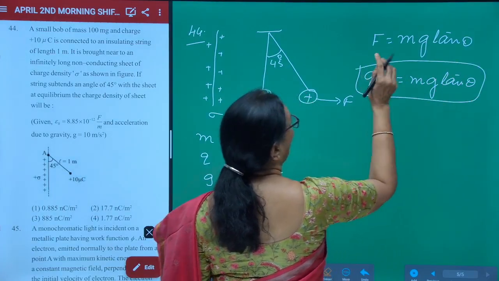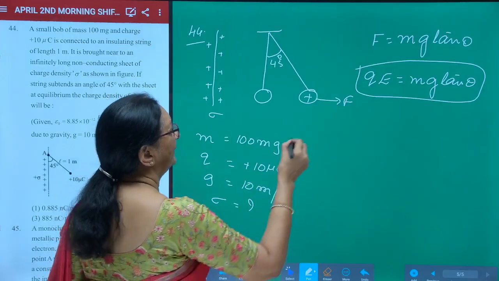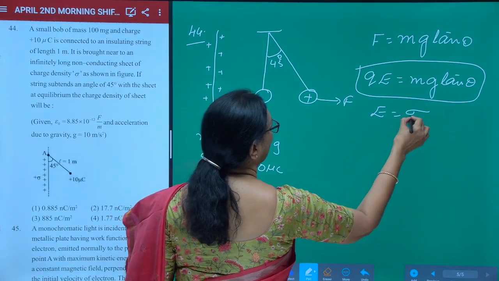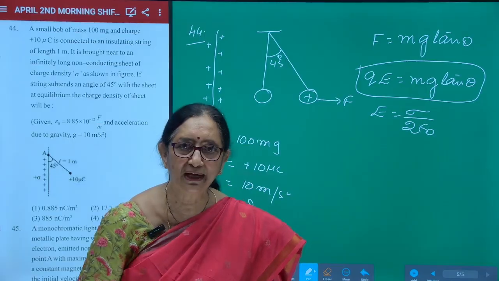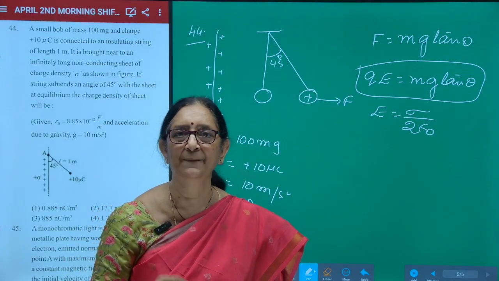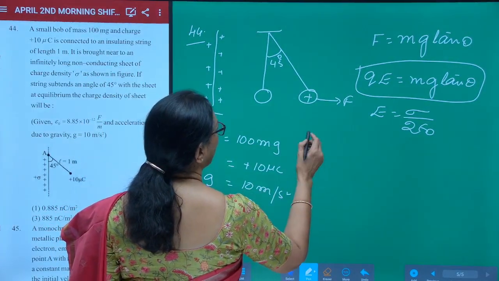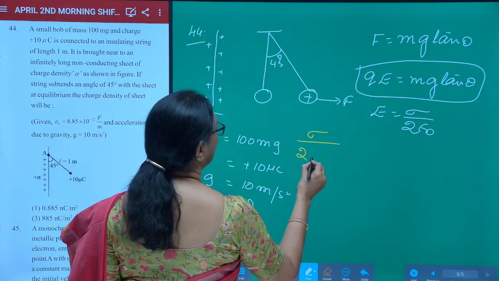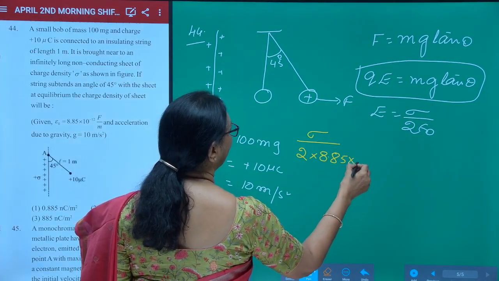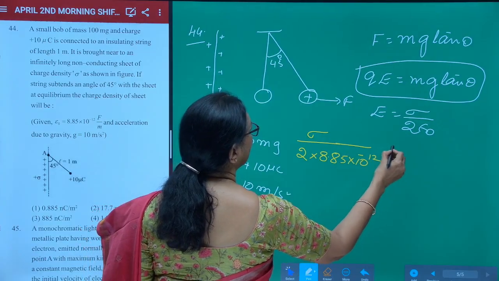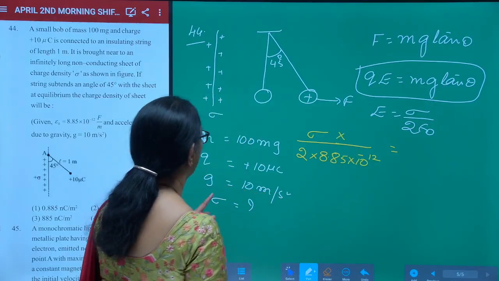Actually, you have to come straight away to that. QE is equal to mg tan theta, where E is equal to sigma by 2 epsilon naught. Electric field intensity due to a uniformly charged sheet is given by sigma by 2 epsilon naught. So substituting that here, sigma by 2 epsilon naught, in the question epsilon naught is given as 8.85 into 10 power minus 12.